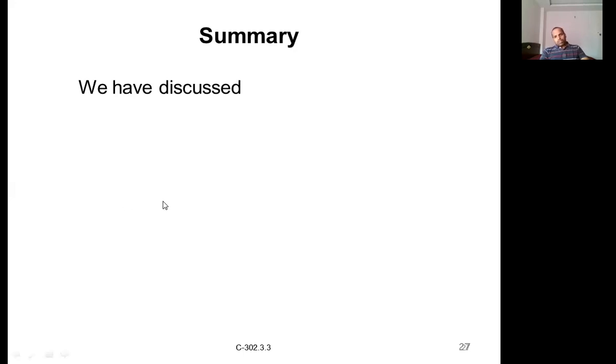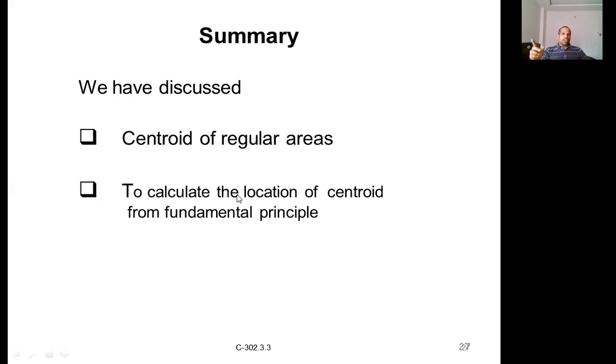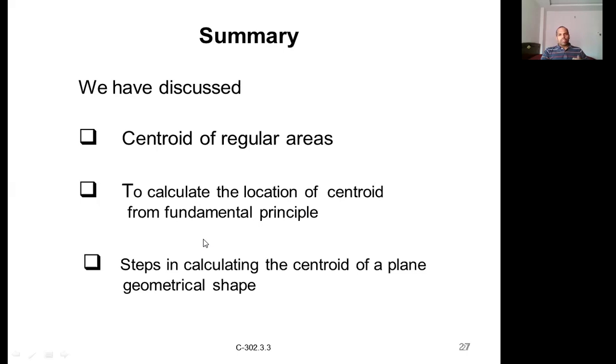So now let us conclude today's class. What we have discussed: we located the centroids of regular areas without analytical methods, just geometrically by drawing lines, diagonals, etc. To calculate the location of the centroid from fundamental principles, we have done it for the triangle. Similarly, we can extend it to the rectangle. Compared to the triangle, the rectangle is very simple. Rectangle, circle, etc. are very simple.